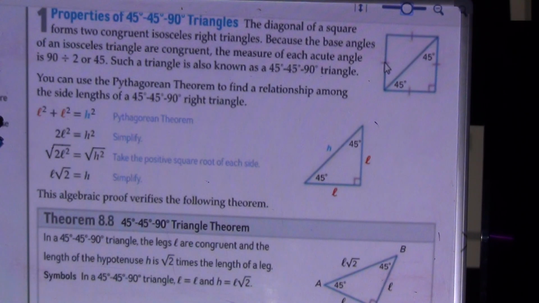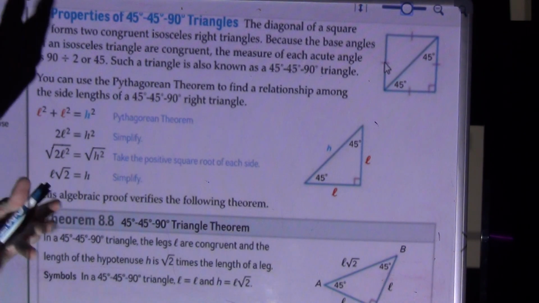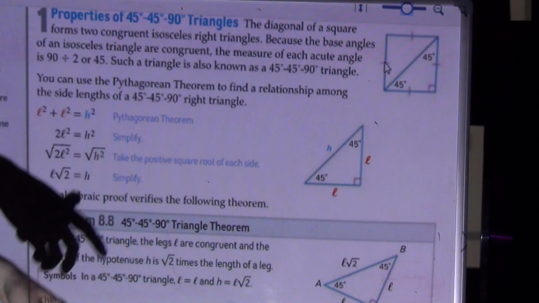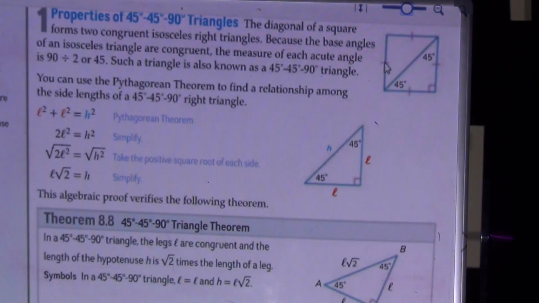So, 8.3 is called Special Right Triangles. You can see a pattern here: I told you we're going to get right back into triangles. These could be special right triangles. There are going to be special rules for finding the sides, the legs and hypotenuse, of these specific triangles. So let's get started.